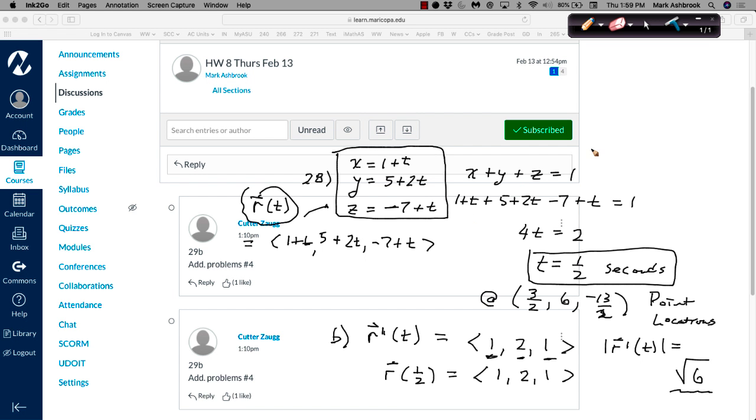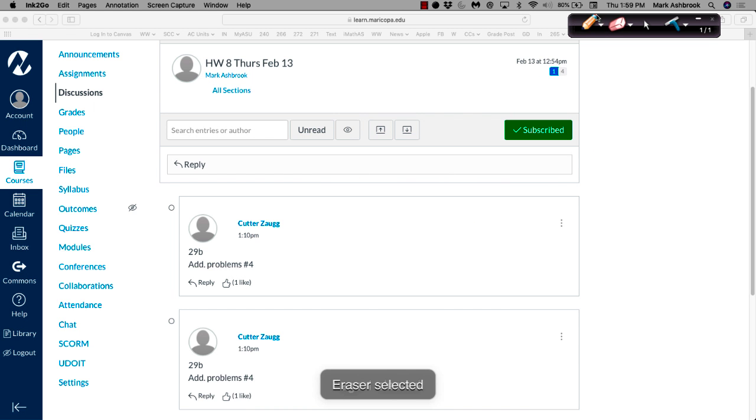Okay, any other questions on this one? Okay, 28B, so you want to know when it hits the ground. So what is the vector function we got here?